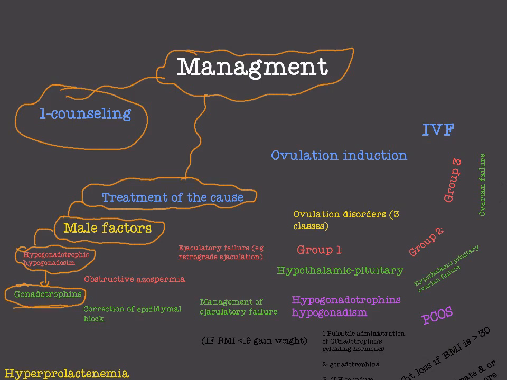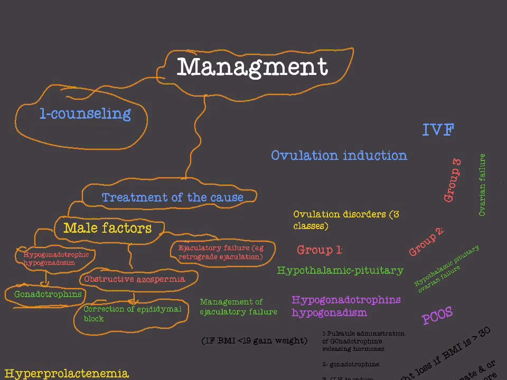Okay, if the male has obstructive azoospermia, then we have to correct this obstruction, by correction of epididymal block, if the obstruction was because of epididymal block. The third problem that could be is ejaculatory failure. Sometimes we have a problem that is retrograde ejaculation. Management of this ejaculatory failure will, of course, inshallah, solve the problem.